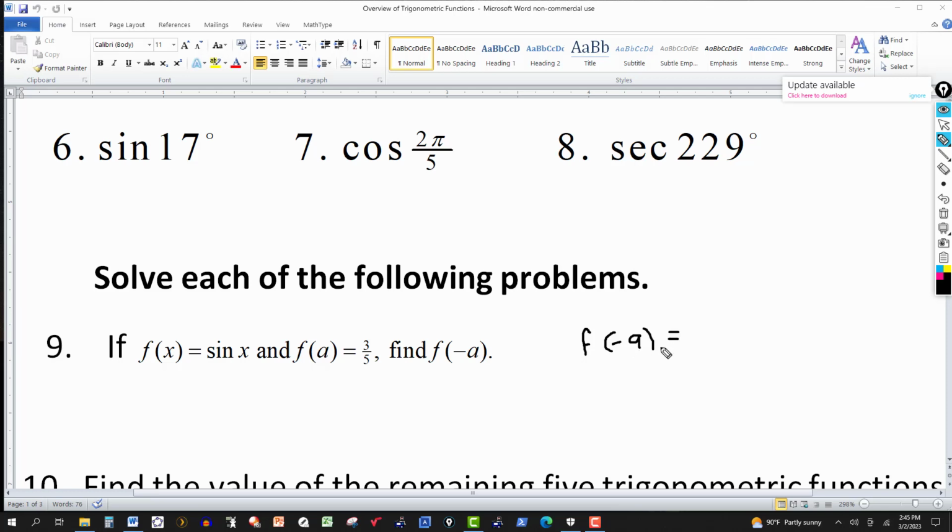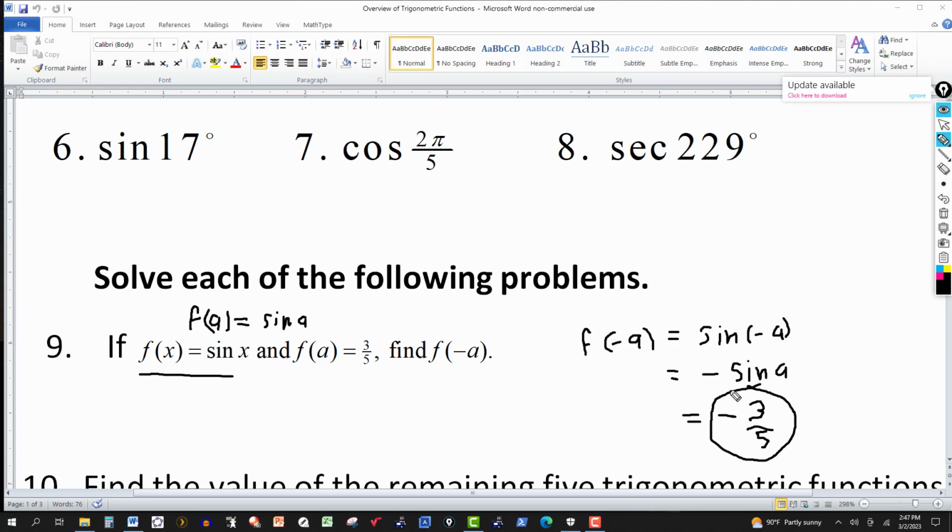So f of minus a equals, and remember the function f of x is equal to sine of x. So evaluating this at minus a will simply give me the sine of minus a. And the sine function is odd, so that means I can bring this negative out in front. The cosine is even, so there I can just cancel it. So this becomes minus sine of a. But keep in mind that f of a would equal sine of a, and that's given to be 3/5. So sine of a is 3/5. So this is negative, and I just replace sine of a by 3/5. So f of minus a is the same thing as negative 3/5. Okay, look at the next one.